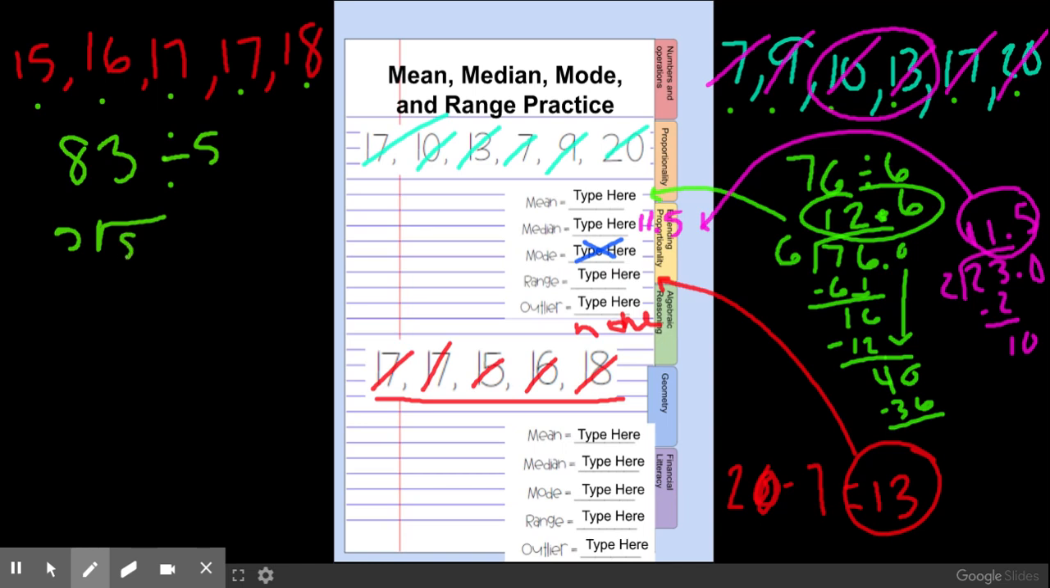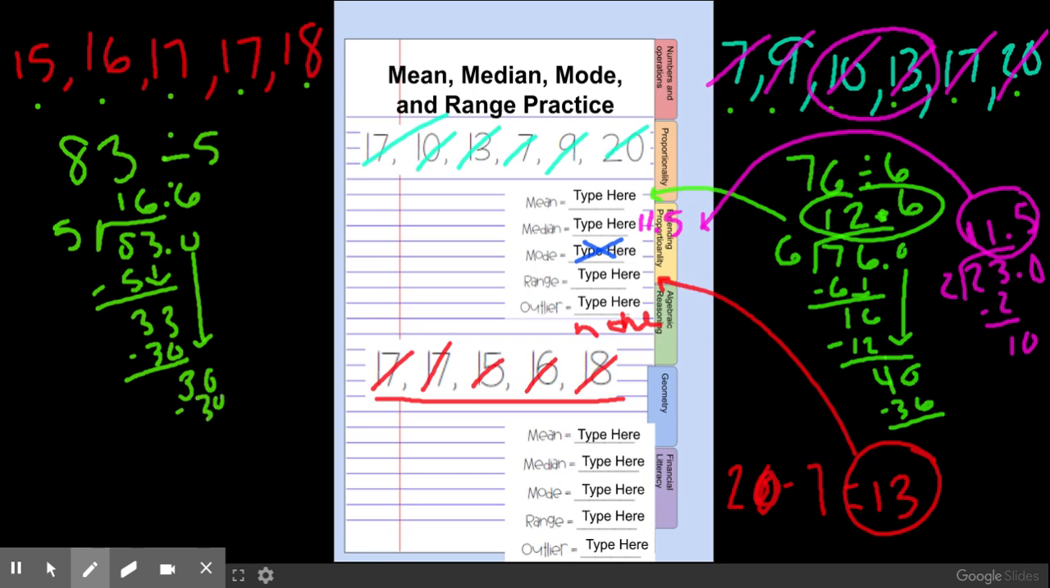So 5 into 83. 5 goes into 8 once. Minus 5. 3 left over. 5 goes into 33, 6 times. 6 times 5 is 30. 3, we're going to add a decimal and a 0 and bring down the 0. 5 goes into 30, 6 times again. So 16.6 is my mean. Okay, so that's our mean.